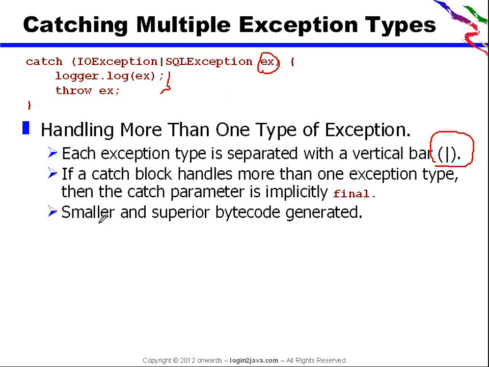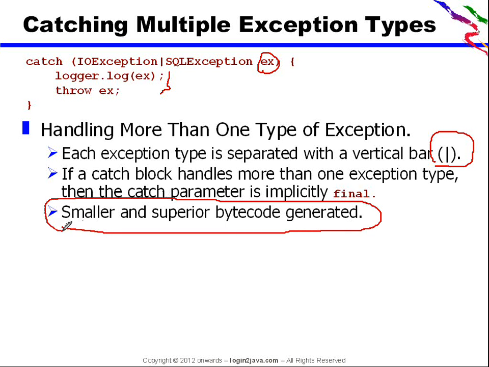Smaller and superior bytecode generation. Again, this is basically a performance enhancement, or better coding also. Smaller and superior bytecode is generated by the compiler. And this is much smaller code for the developer to write, instead of writing chains of exceptions in catch.